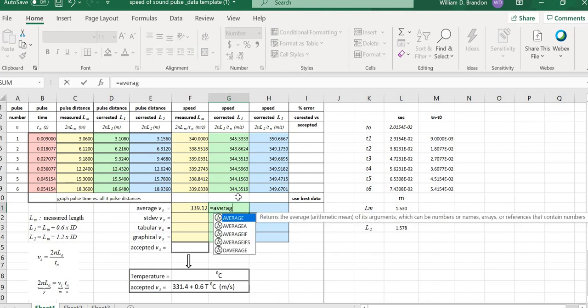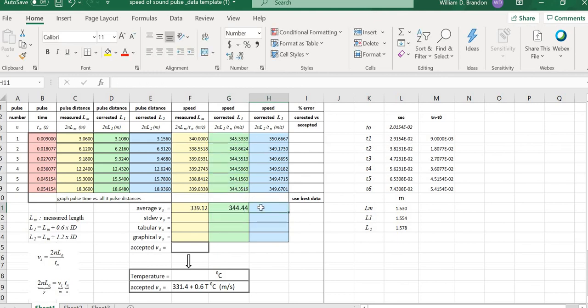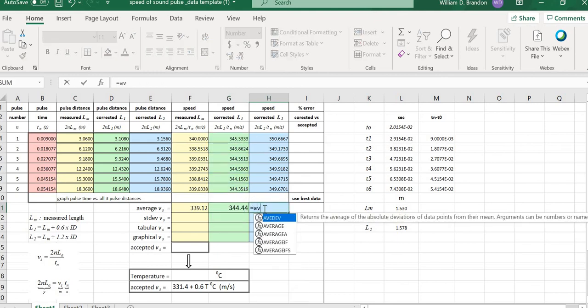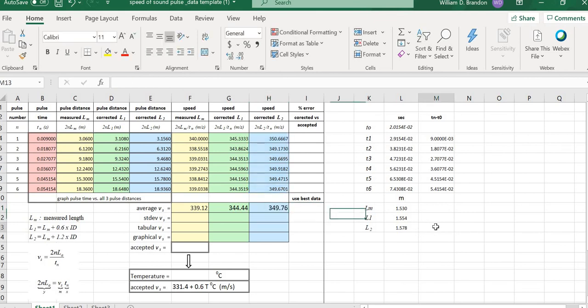Okay, let's average this one. Equals average. Boom. Pull that down. Boom. Okay, let's average these. Average. And then get double corner, pull it down. There you go. Now, let's do the standard deviations.